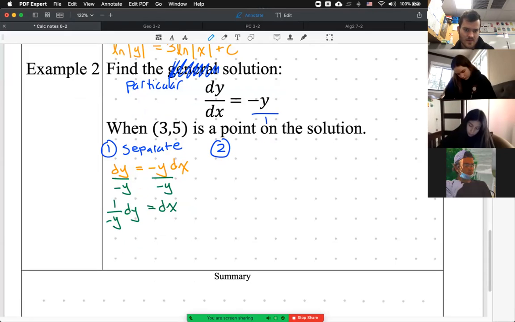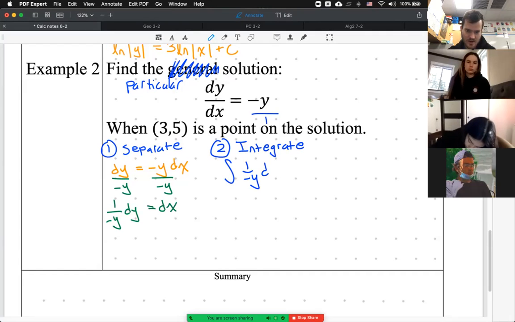Okay. So first of all, what is this step? What is its name? Integrate. Yes. Integrate. And again, I'll do that hard part for you. There's our integral symbol, and I'll rewrite Fiona's 1 over negative y dy is equal to the integral of dx. I just drew integrals in front of Fiona's equation. All right, Chris, what do we do?